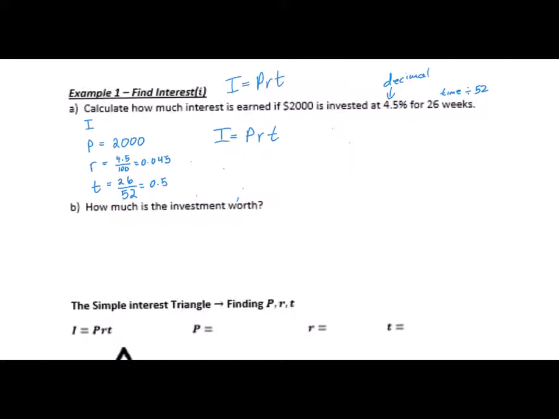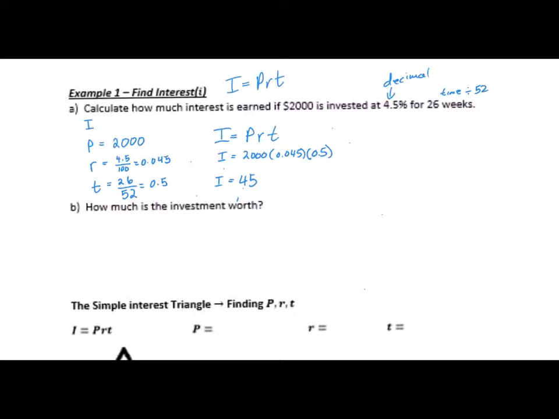Now, if you're good, you would just take the 0.045, the 2,000, and the 0.5 and multiply them all together in I is equal to PRT. Most mathematicians literally write it like this. I is equal to 2,000 times 0.045 and then 0.5, and then punch that in your calculator. You end up with I is equal to 45.